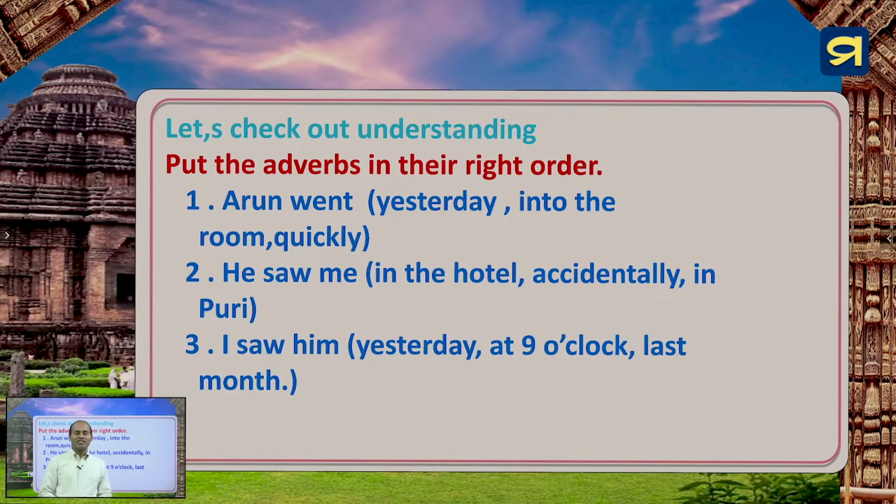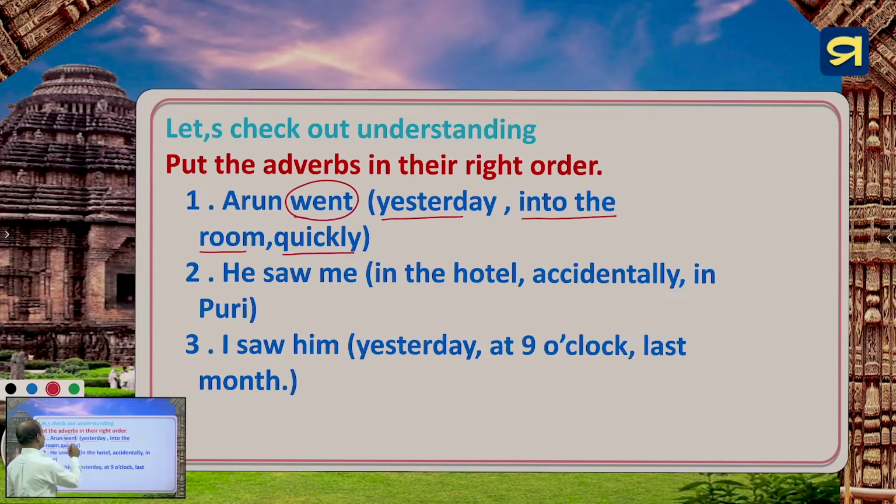Okay, my dear children, we have discussed everything regarding order and position of adverbs. Let's check our understanding. So we have to put the adverbs in their right order. The first question is, Arun went (yesterday, into the room, quickly). What should be the arrangement here? You are right. It should be place, manner, time. Why? Can you say? Because there is went, a verb of movement. That's why into the room. Then comes the adverb of manner, quickly, and follows yesterday. That's why it comes last. So the arrangement will be, Arun went into the room quickly yesterday.